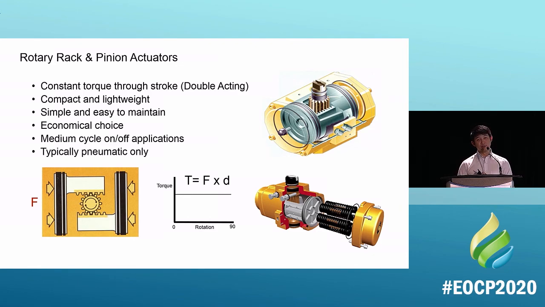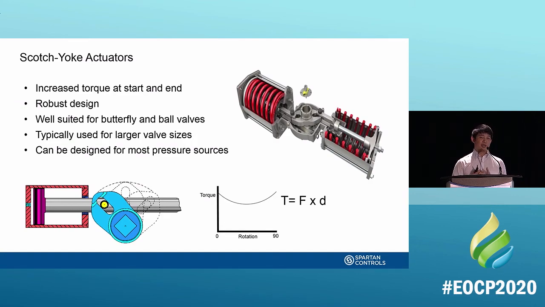I have seen these used on hydraulic. I do not generally recommend it. That's why I've put here typically pneumatic only. There are a few configurations out there that can be used on hydraulic or on water. They're generally not as reliable just due to the pressure ratings and due to the design. So rack and pinions are generally used for those smaller rotary valves, like ball valves up to 6 inch, I'd say, and butterfly valves up to maybe 12 inch.